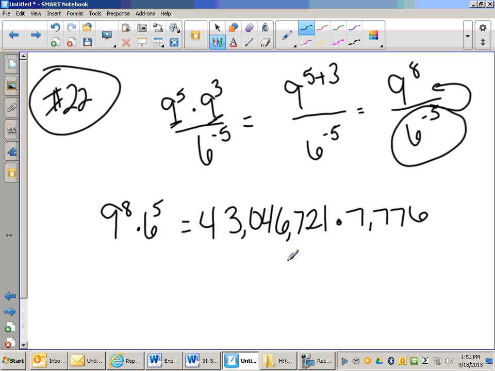So it looks something like 3.4, a bunch of other numbers, E to the 11th power. That means you did do the answer correctly if you got that. I know we haven't talked about what that E means yet, but we will talk about that in another couple weeks in class. So that would be how you would do number 22.